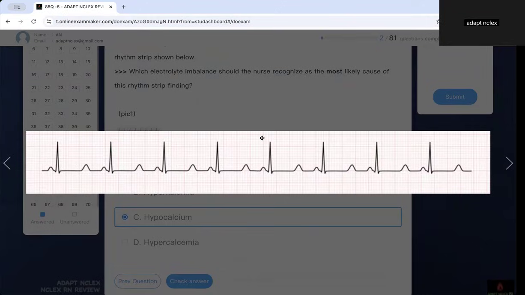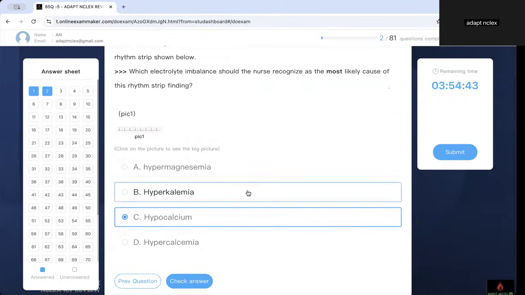Why? This is a QT prolongation. If you look at the EKG carefully, this is the P wave, this is the QRS, and this is the T wave. Look here, from here to here is too far. This T wave is moving away from the QRS complex. It's so far away, it's too long. This is what we call QT prolongation. What is the most common cause of QT prolongation? Hypocalcemia, hypomagnesemia, and hypokalemia. Therefore, this is your right answer.